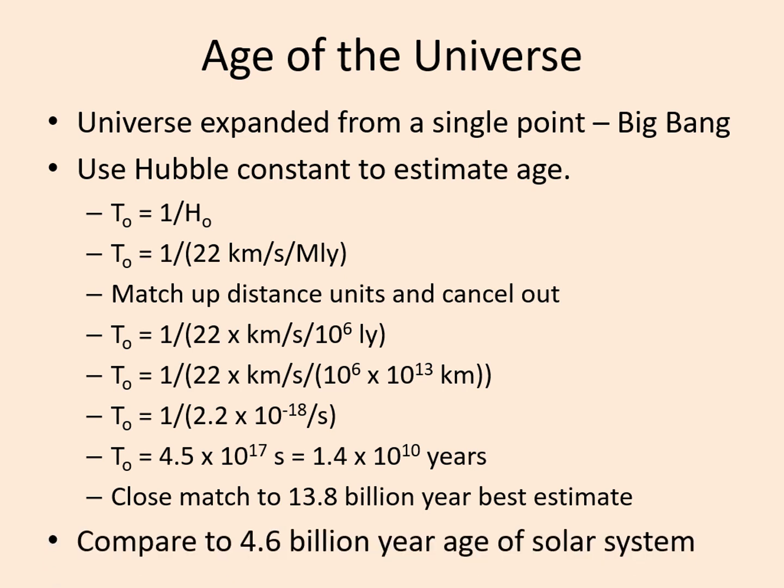Also, compare this time to the age of our own solar system, only 4.6 billion years. This confirms something we've already seen. Our sun is not a first-generation star. It formed out of the gas from many previous generations of stars that died and produced the heavy elements that were needed to make planets like the Earth.